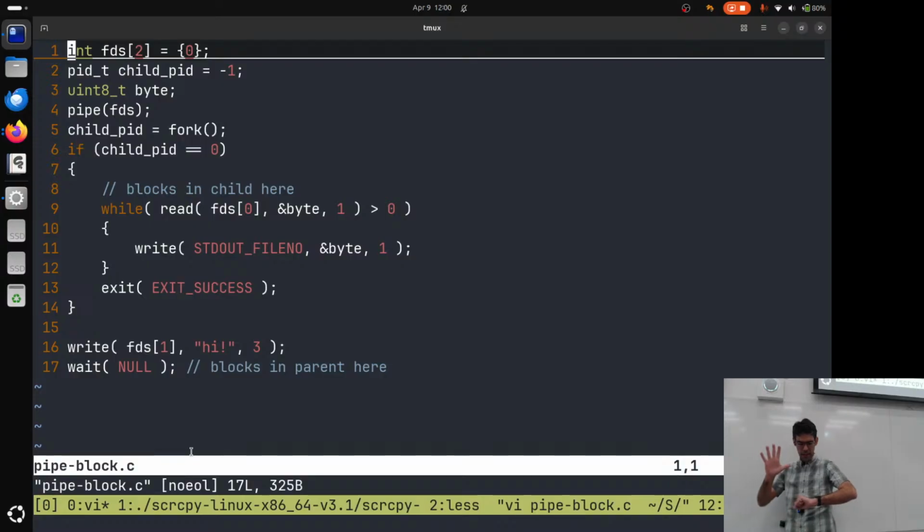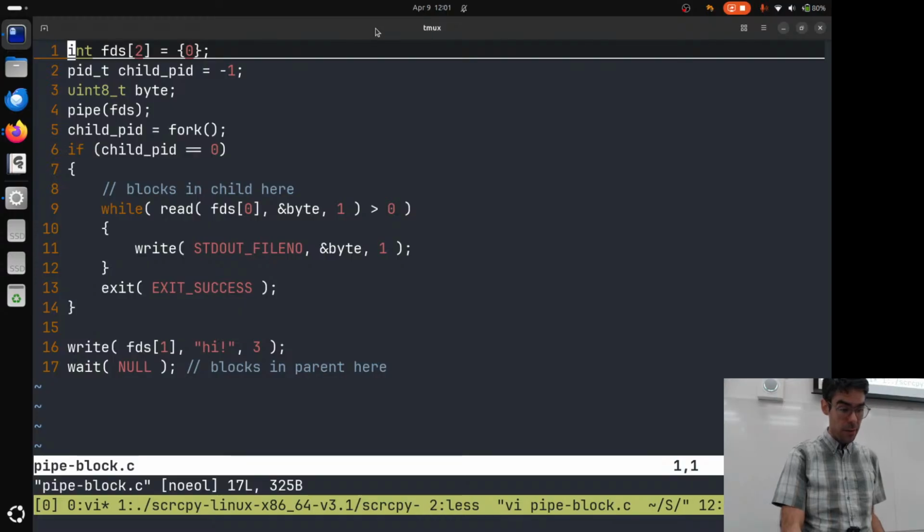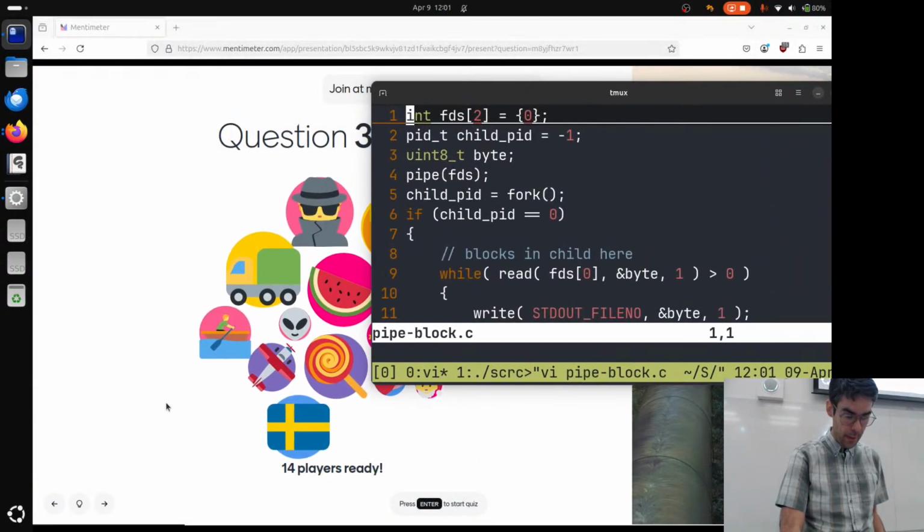I'll give you 5 more seconds to look at the code, and then I'm going to switch to Mentimeter. And then I'm going to try to do some fancy window management to keep them up at the same time so that you can see them both.